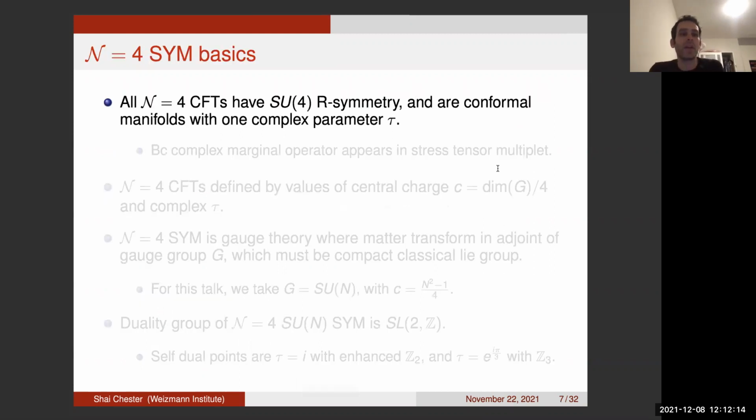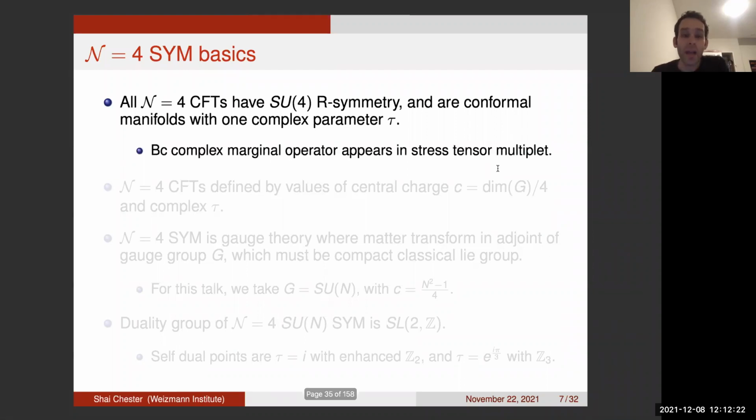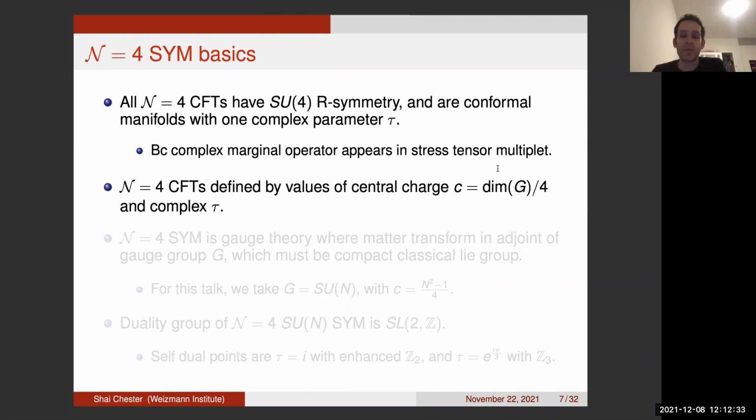Okay, so let's start with some basics about N equals 4. So all N equals 4 CFTs have an SU(4) R-symmetry and are conformal manifolds with one complex parameter tau. The reason why this is true for any CFT, even abstractly, is because the complex marginal operator appears in the stress tensor multiplet. So you're forced to have it. You can define N equals 4 CFTs by the values of their central charge, which is the dimension of their group divided by 4, as well as this complex tau.